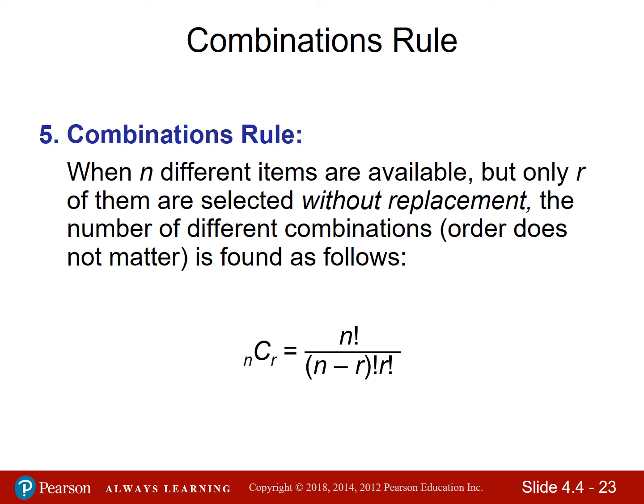So when n different items are available, but only r of them are selected without replacement, the number of different combinations, where order does not matter, is found as this: nCr equals n factorial over n minus r factorial times r factorial.